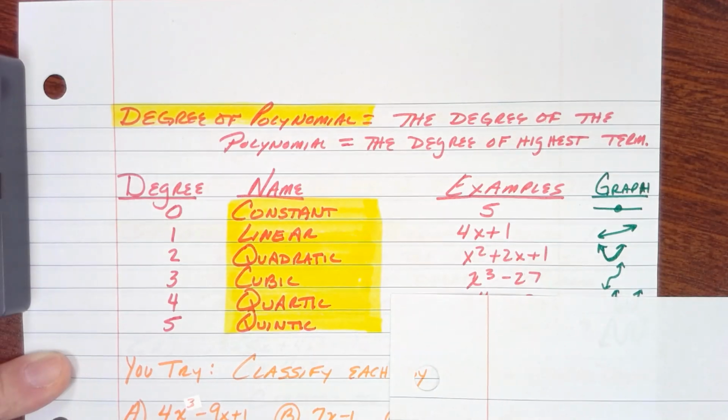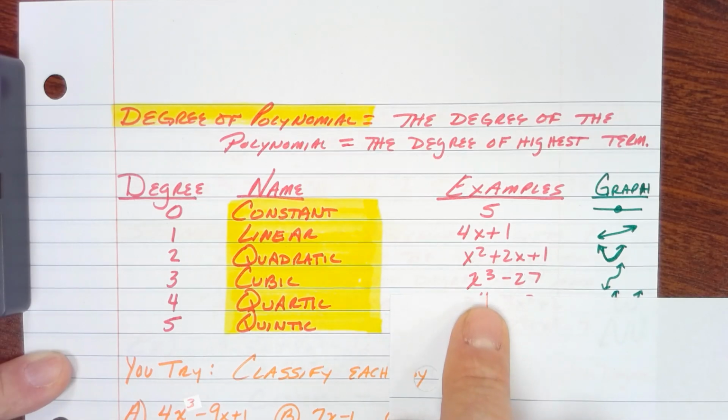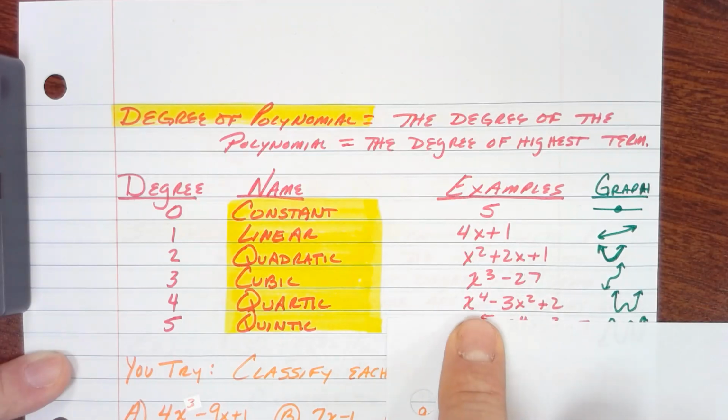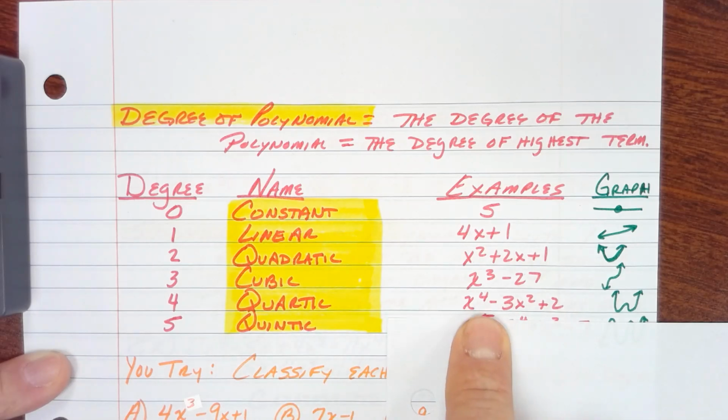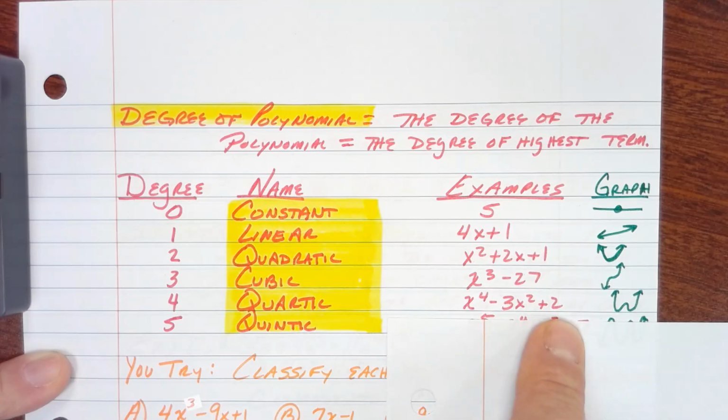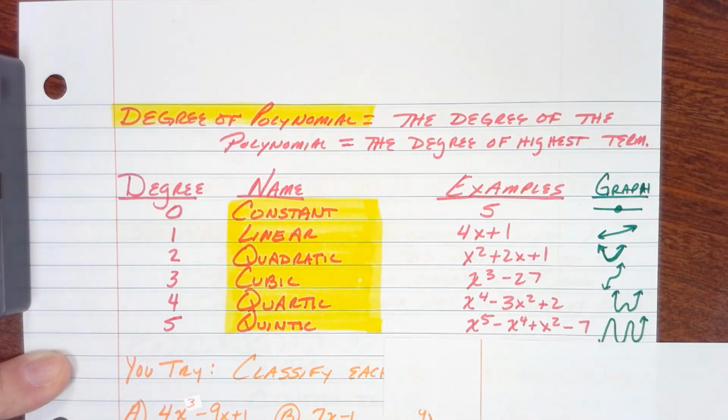Cubic, degree of 3. Highest exponent is 3, the sum of exponents is 3, this is exponent of 0. An exponent of 4, highest exponent of 4 is a quartic, like a quarter, like 4 quarters in a dollar, 4 quarts in a gallon. Here it's 4, here it's 2, here it's 0. And if I have a degree of 5, it's called quintic.